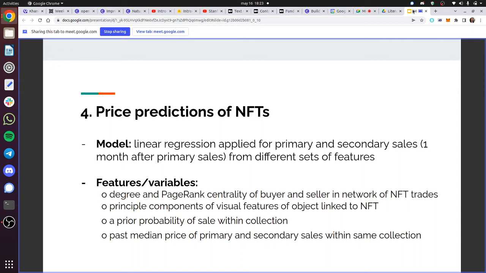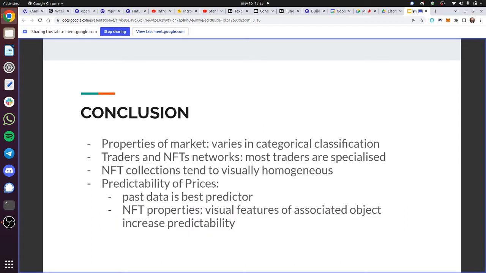And for the features, they have 4 features or 4 variables to run the linear regressions. First, the degree or Bayes rank centrality of the buyer and seller. The second one is the principal components of the visual features. The third one is the prior probabilities of the sales within the collections, and they use the base median price for both the markets within the same direction. Next.